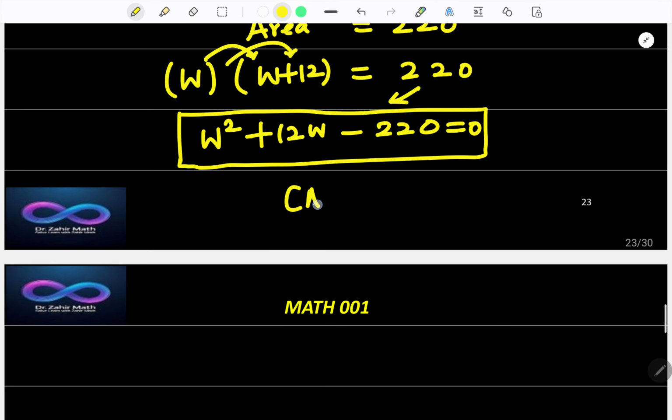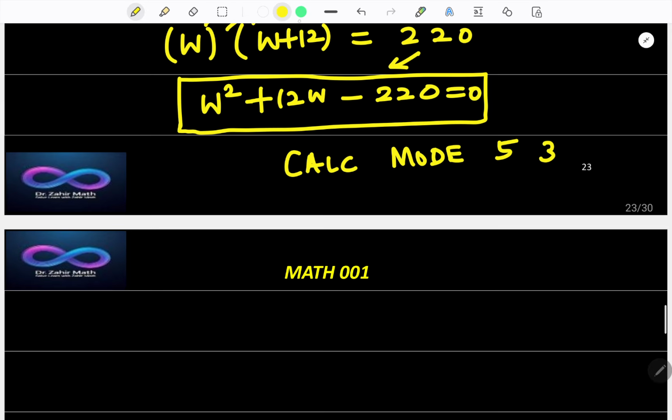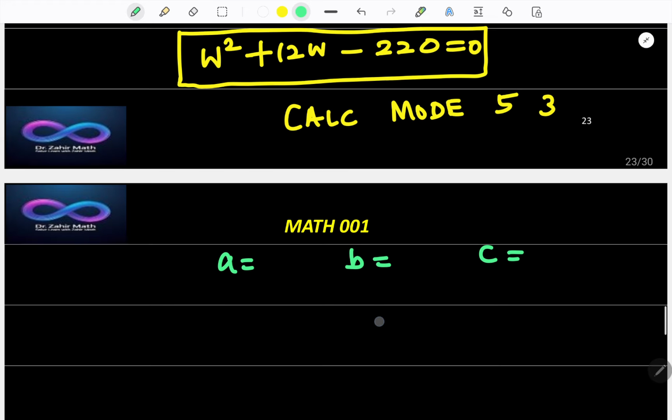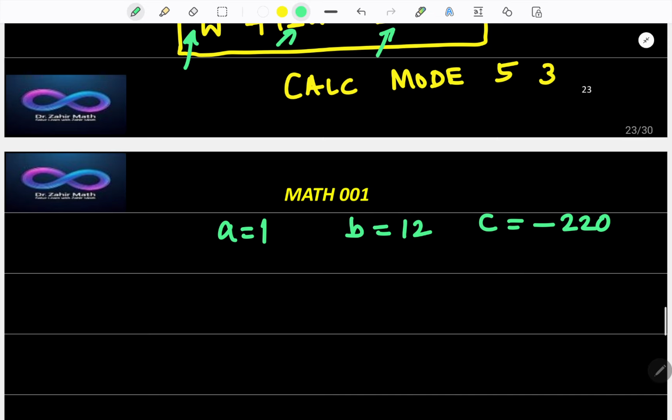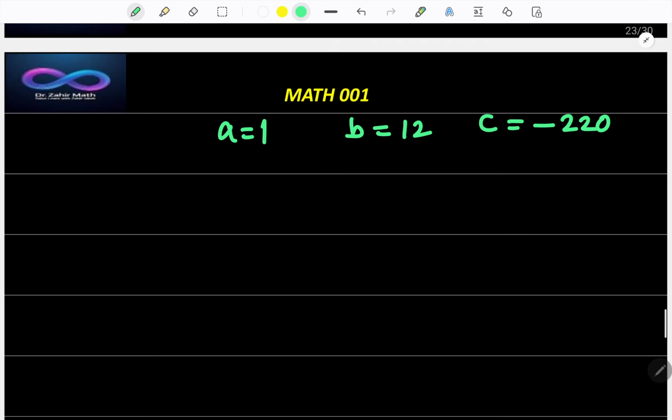So please go to your calculator and press mode and then 5, and then 3, right? Mode 5, 3. If you press, the calculator will ask you what is A, what is B, what is C. A is how much? 1. B is how much? 12. And C is how much? Negative 220. And then press equal. You will get the answer. W is equal to 10.